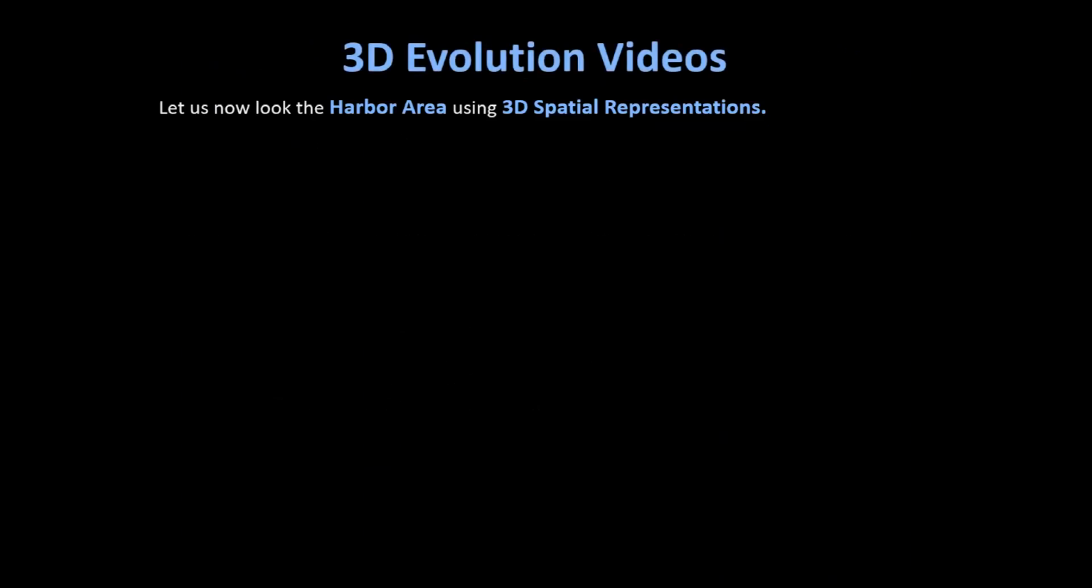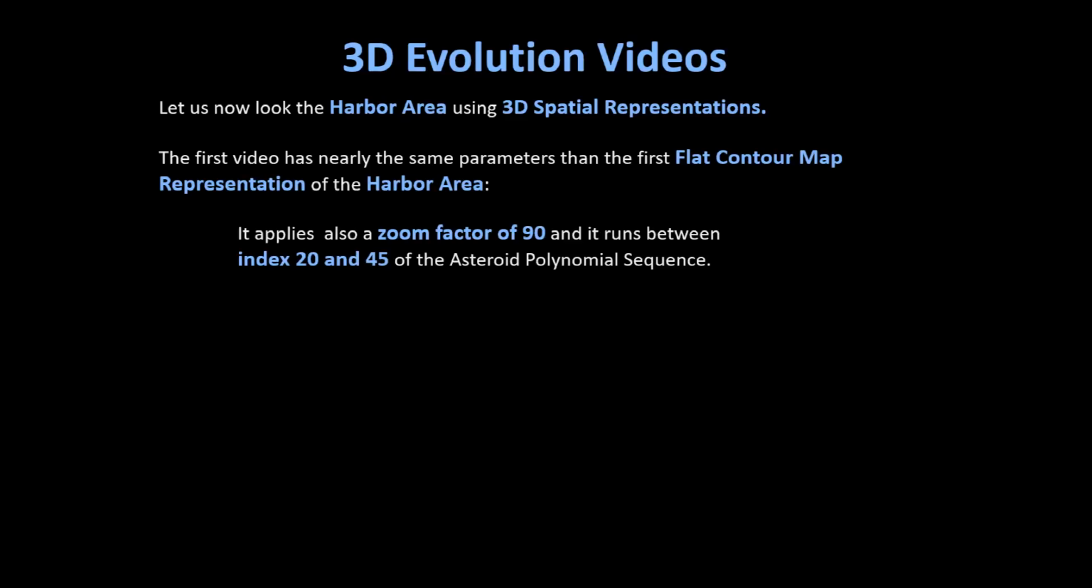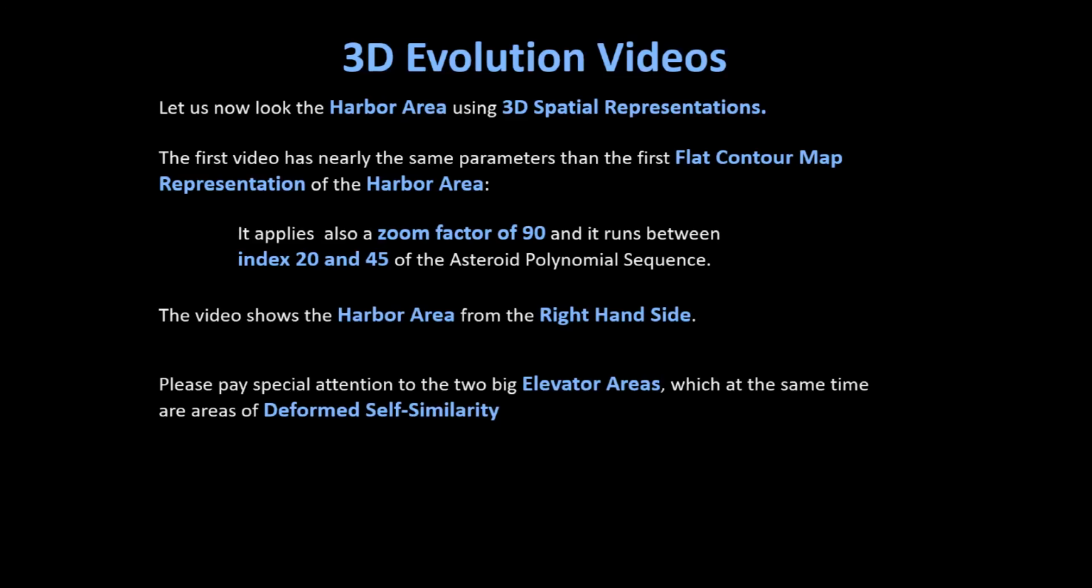Let us now look at the harbor area using 3D spatial representations. The first video has nearly the same parameters as the first flat contour map representation of the harbor area. It also applies a zoom factor of 90 and it runs between index 20 and 45 of the asteroid polynomial sequence. The video shows the harbor area from the right-hand side. Please pay special attention to the two big elevator areas, which at the same time are areas of deformed self-similarity.